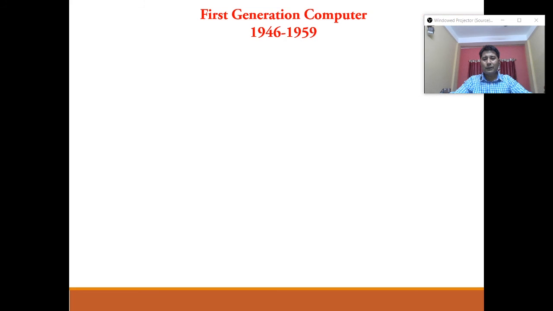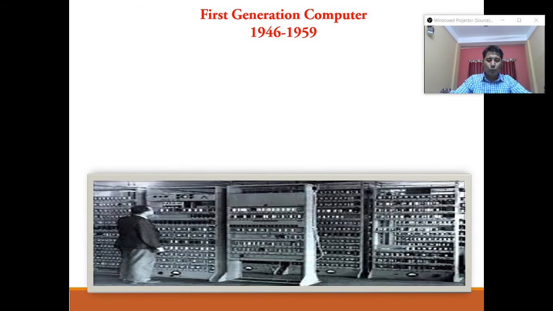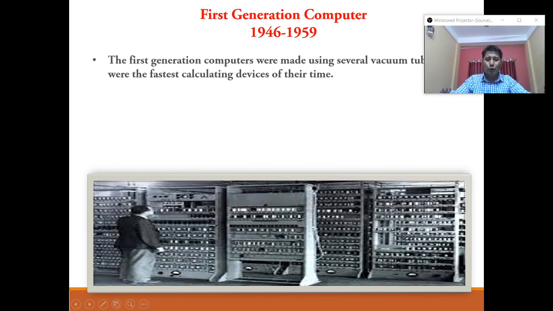Now, the first generation computer, that is from 1946 to 1959. So this is the figure of the first generation computer. From here you can make out how large the first generation computer used to be. You need one whole room for the installation process. The consumption of power was very high, and you can see some things reflected on the screen, which we call vacuum tubes.